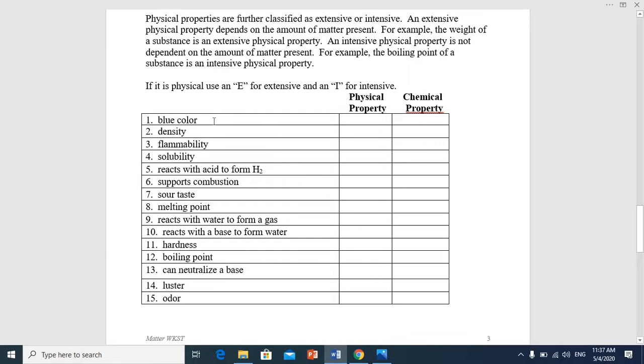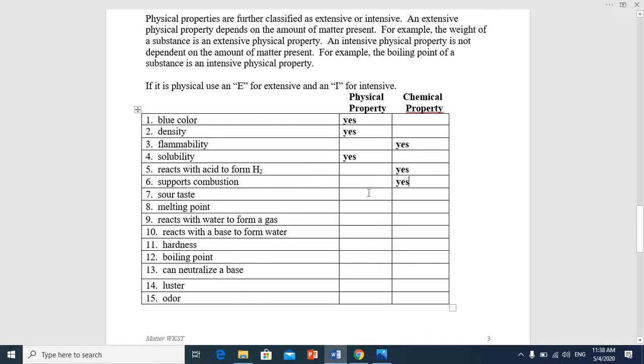Okay, so the blue color, we said that the color is physical here, yes. And density, yes, we took it also as a physical characteristic. Flammability, if it's flammable or not, we can burn it or not. I did not mention this in the physical, so this will be a chemical one. Solubility, the solubility is a physical property. Excellent. React with acid, any reaction, we must know that this will be a chemical property. Support combustion refers to the burning also, so anything that reacts or burns or combusts, this will be a chemical one.